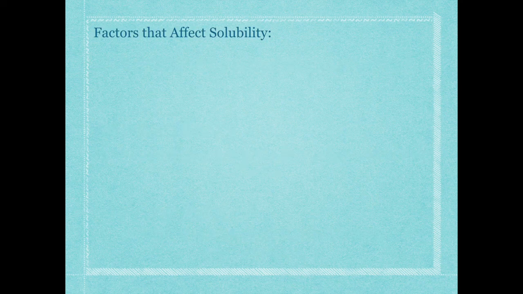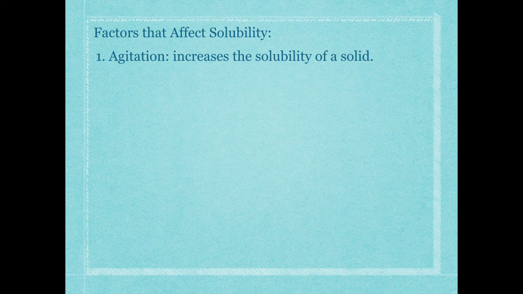So we're going to quickly talk about a couple of factors that affect solubility. And the first one is agitation. So if you're trying to dissolve a solid into your solvent, if your solute is a solid, then if you increase the agitation, meaning if you mix it, you're going to increase the solubility of that solid in your solvent. So when you're making hot chocolate, for example, you take the hot cocoa powder, you dump it into the water, and then you don't just leave it. You stir it. That's agitation.